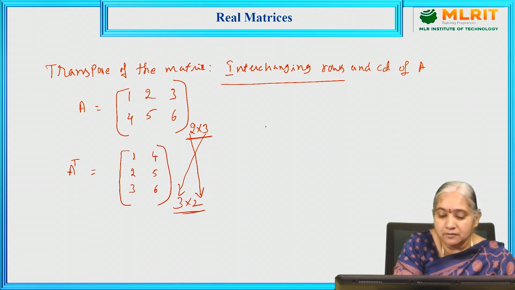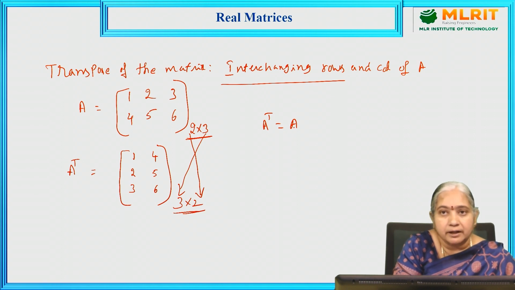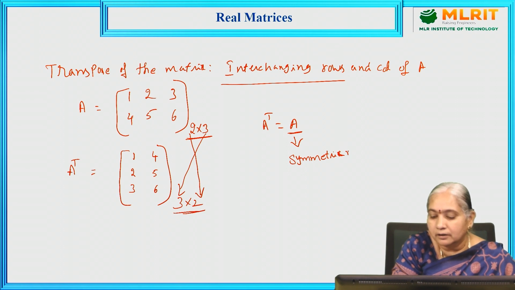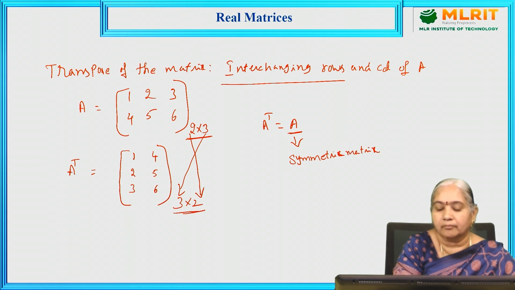Suppose A transpose equal to A, where A is any given matrix. Find the transpose of A. Suppose both these matrices are the same, the transpose matrix and the given matrix are the same, then that type of matrix is called a symmetric matrix. So this is the property of the symmetric matrix: A transpose equal to A.